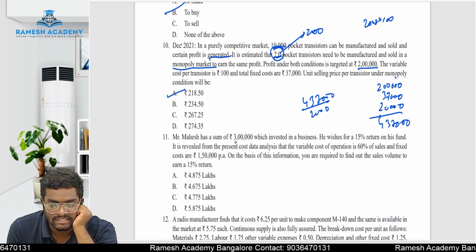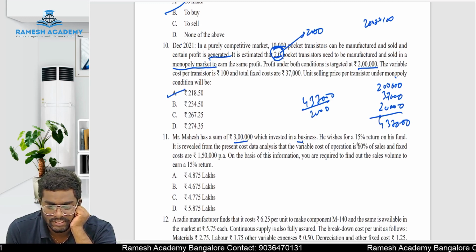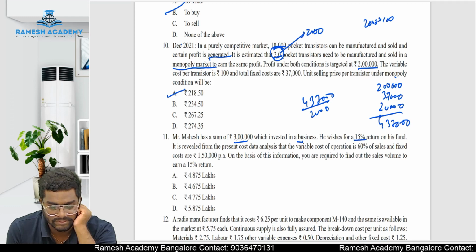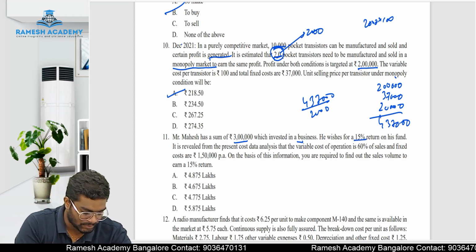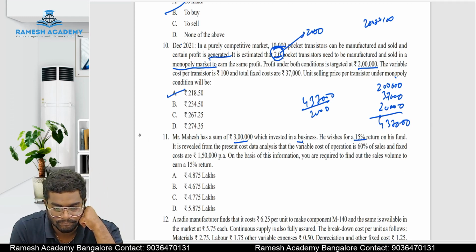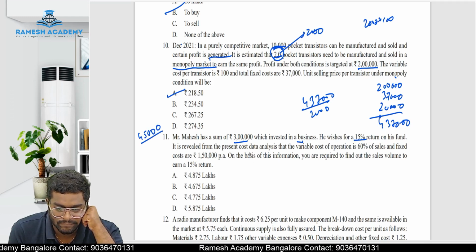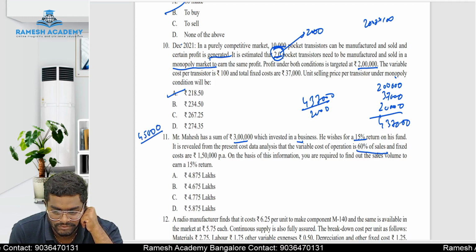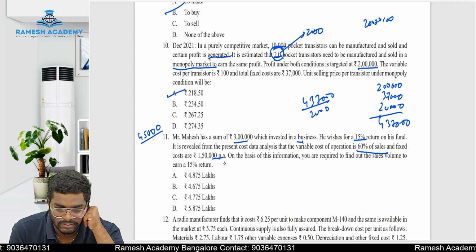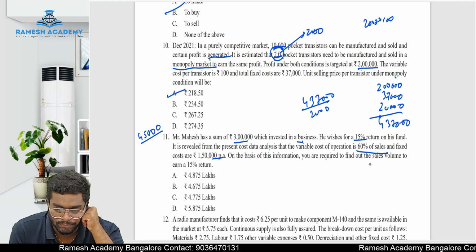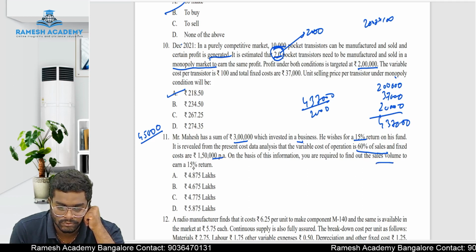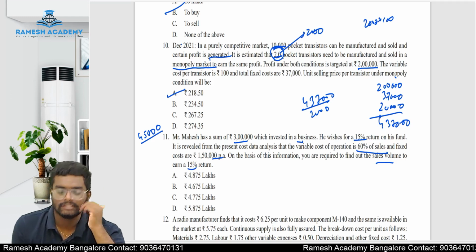Mr. Mahesh has a sum of 3 lakh invested in a business. He wishes for a return of 15%, which means how much is he expecting? 3 lakh into 15% is 45,000. It is revealed from the present cost data analysis that the variable cost of operation is 60% of sales. Fixed cost is 1 lakh 50. On the basis of the information, you are required to find out the sales volume to earn a return of 15%. This is the desired sales.